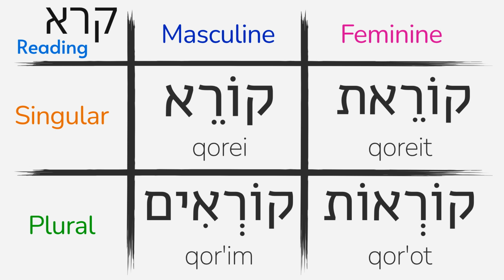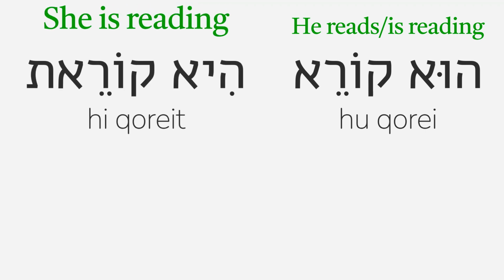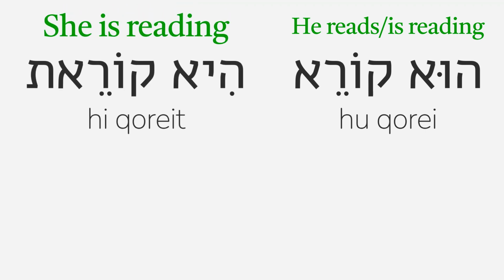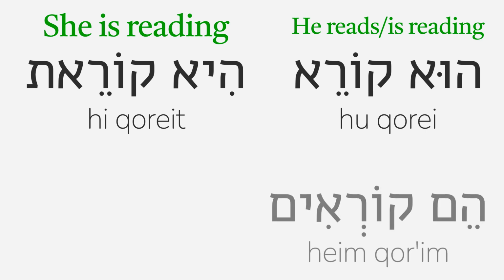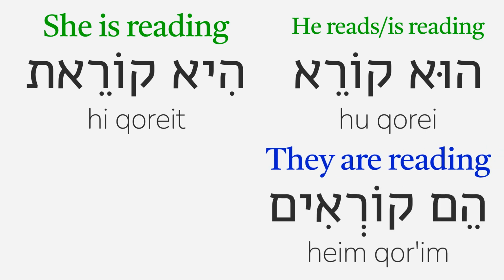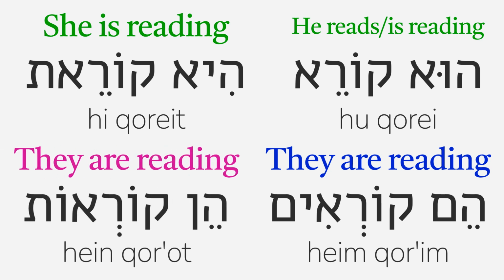Koret, reads in feminine singular form. Hu kore, he reads or he is reading. Hi קוראת, she is reading, the only form with an irregular present tense. הם קוראים, they are reading in masculine form. And הן קוראות, they are reading in feminine form.